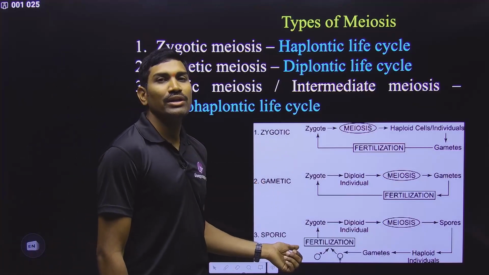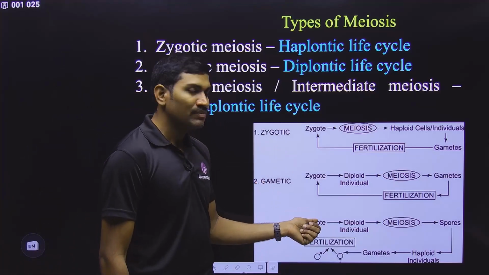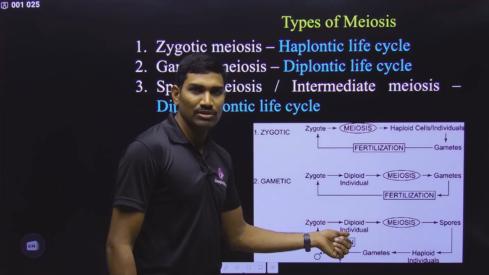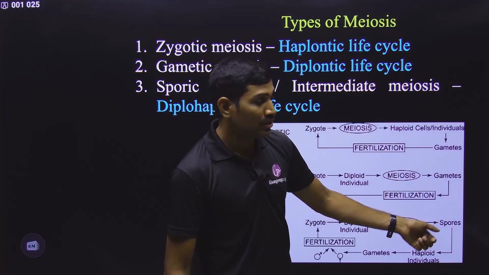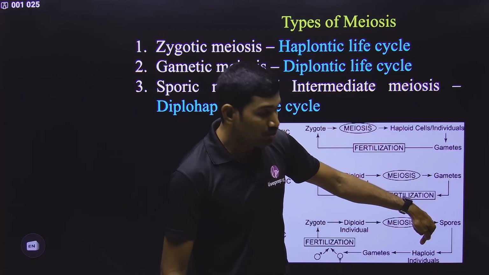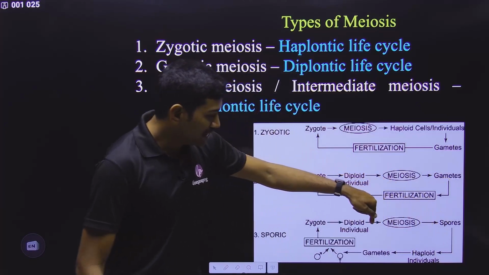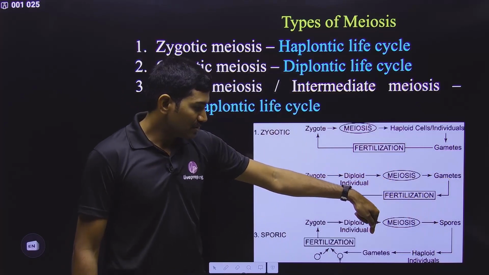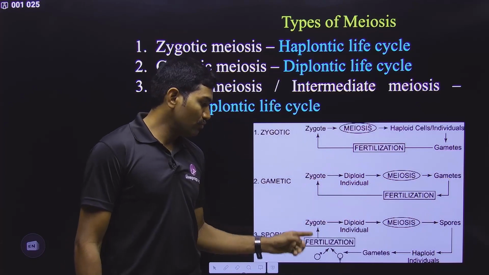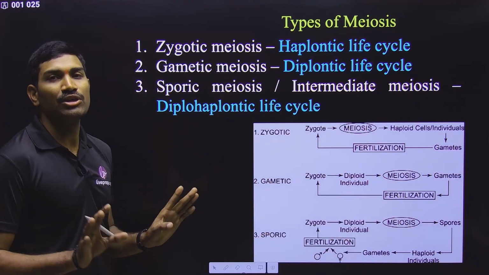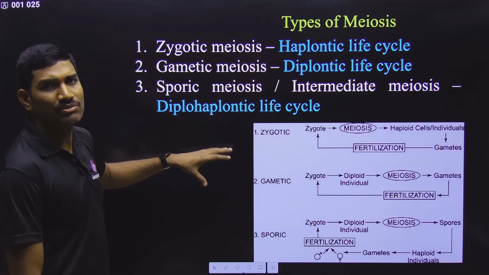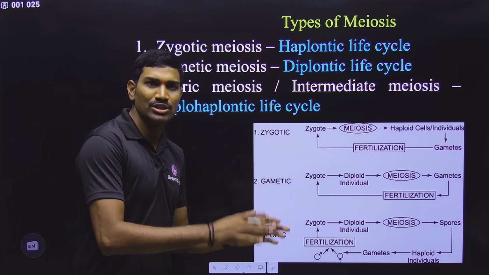Next one, sporic meiosis. In this, the zygote develops into a diploid individual, and here meiosis occurs to form haploid spores, and these haploid spores develop into haploid individuals. Haploid individuals produce haploid gametes. Haploid gametes undergo fertilization to form a diploid zygote, and this process repeats. This is called sporic meiosis. So these are the different names; generally in plants you study these particular names.